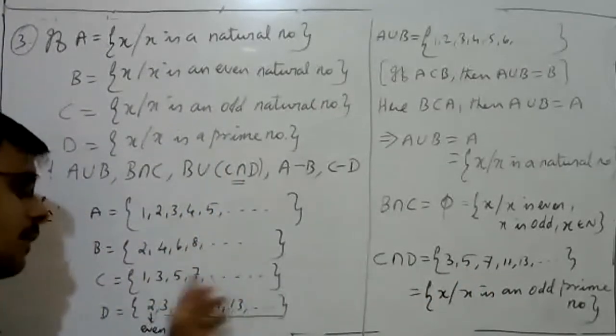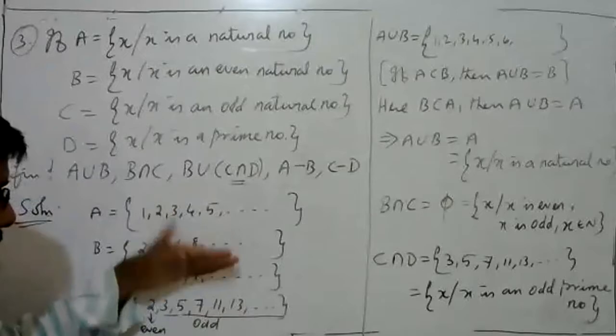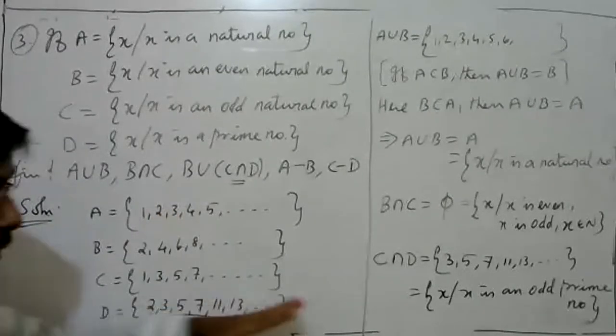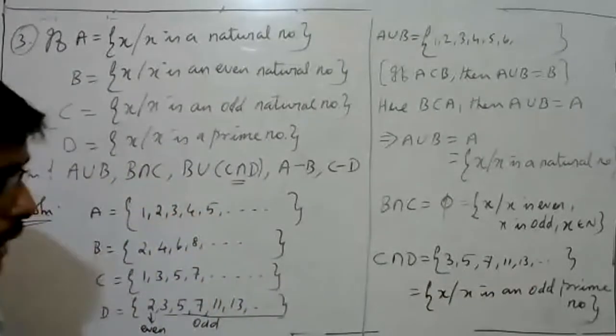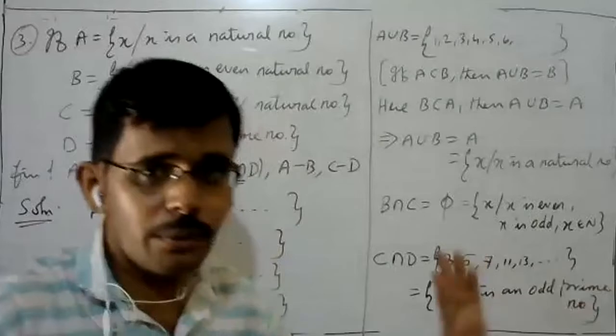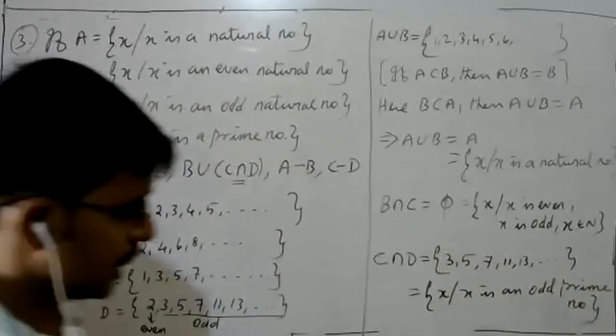Here also odd numbers are there. So the intersection of these two, odd numbers and prime numbers, is 3, 5, 7, 11, 13. This is the set of odd prime numbers. You exclude the even prime number.